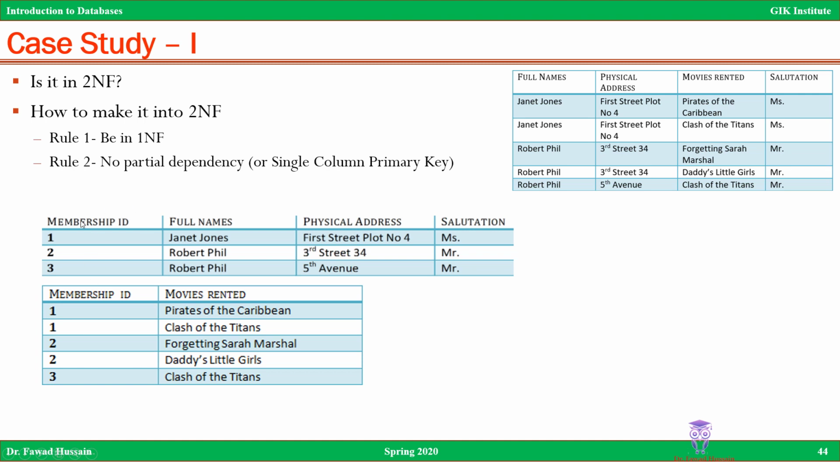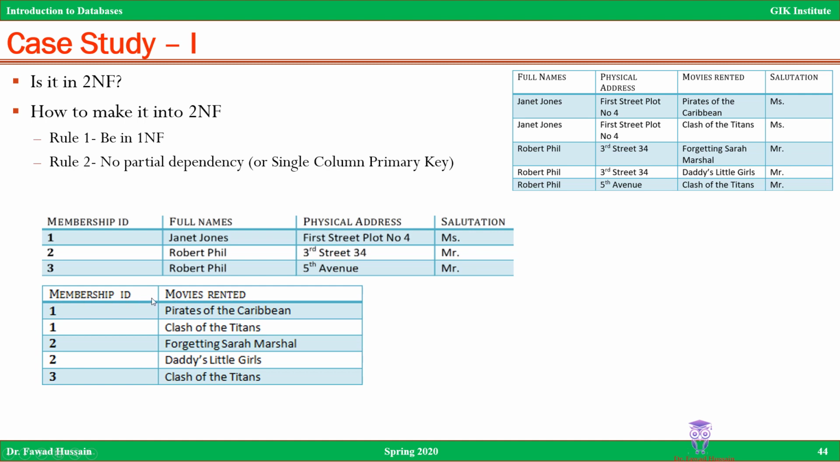Here I introduce the membership number, and the membership number is unique, and with that I have the full name, the address, and the salutation. So membership ID 1, 2, and 3, and whenever that person rents a movie, I just write that ID number 1 has rented this movie, and so this is unique. In the second table here, since membership can be repeated, it's going to be membership ID and movie rented. They're both going to form the primary key.